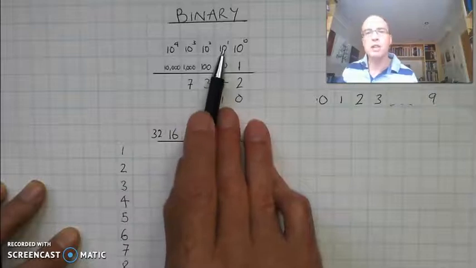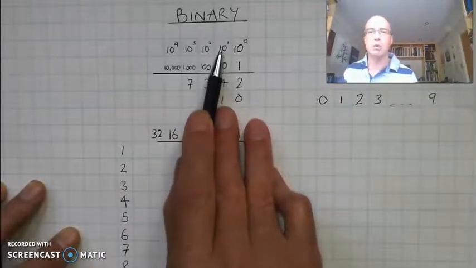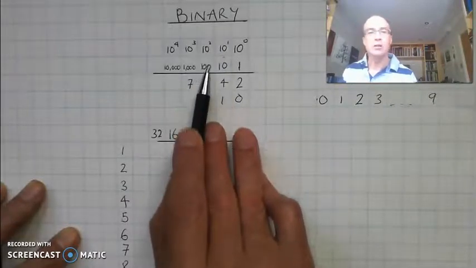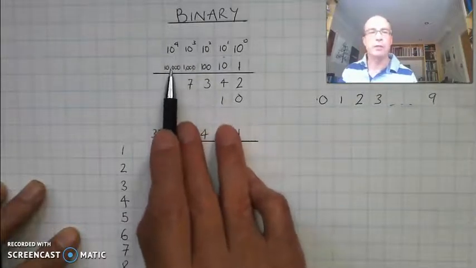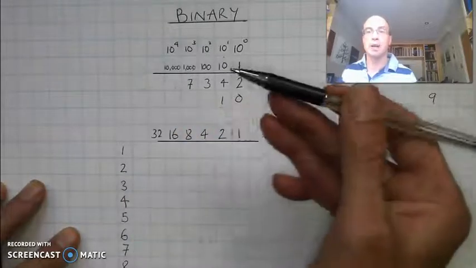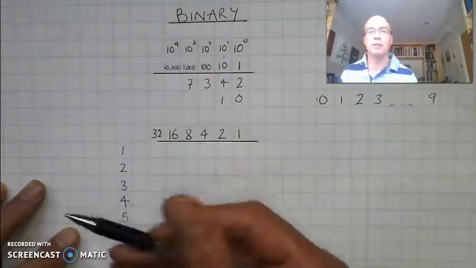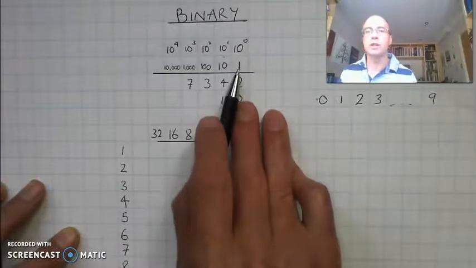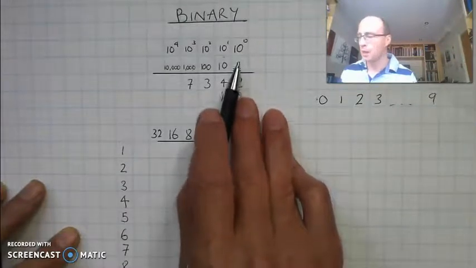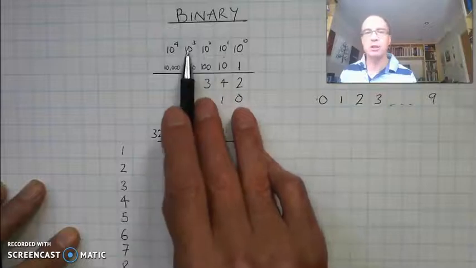Next column, I've got 10 to the 1, so 10 to the power of 1 is 10. 10 squared is 100. 10 cubed is 1000. 10 to the power of 4 is 10,000, and so on. I can keep going as far as I need over to the left-hand side. Remember, anything raised to the power of 0 just has the value of 1. So 10 to the 0, 10 to the 1, 10 to the 2, 10 to the 3, 10 to the 4.